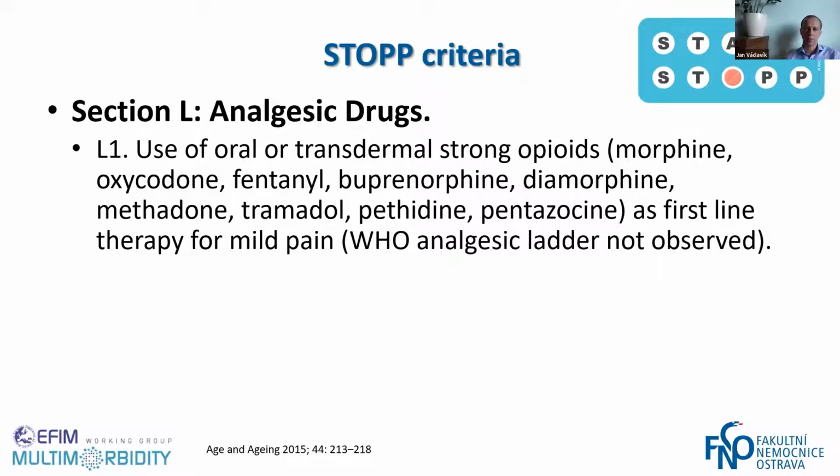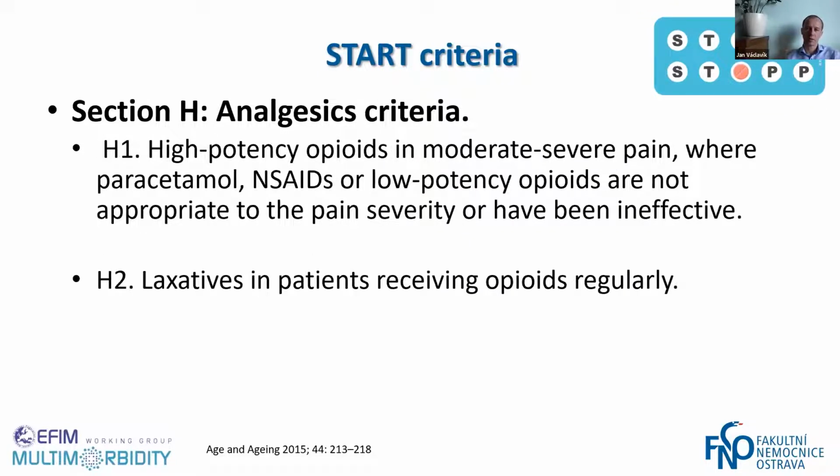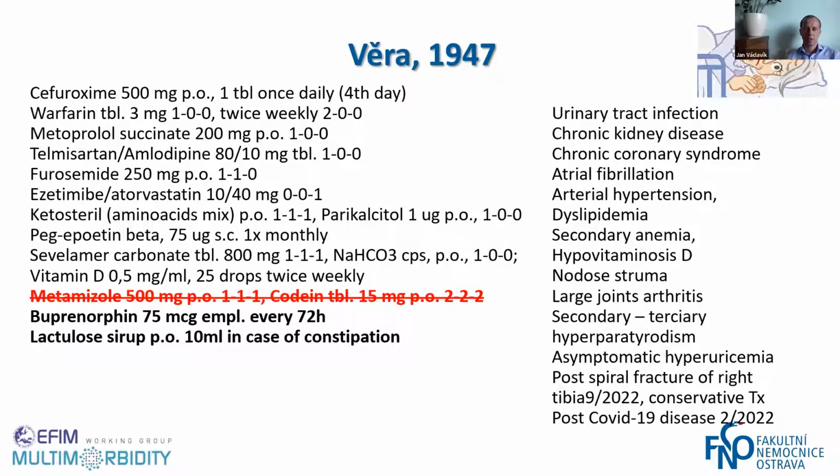And we know that the STOP criteria say we should first try less strong drugs, but our patient, despite getting 2 weaker analgesics, still had pain. So we were tempted to give her an opioid again. And in case we give an opioid, we should also use laxatives. So this is the change we made. We went back to the patch of buprenorphine, and lactulose was reinstituted, but we left out metamizole and codeine.